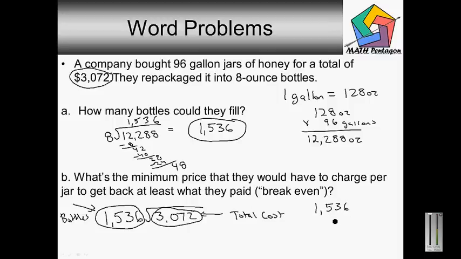As you can see, 1,536 times 2, you can do that in your calculator, and you get $3,072. So you put the 2 here. So the answer would be $2. What's the minimum price that they would have to charge per jar to get back at least what they paid for, or break even? The answer would be $2. So each bottle would cost $2. So that's the answer to that question right there.